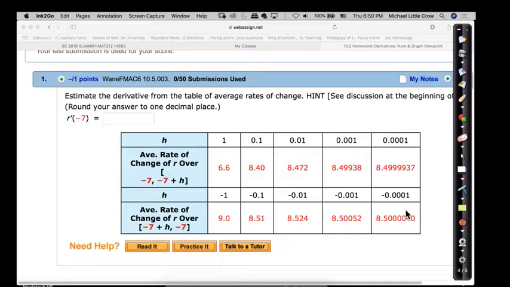They did all the heavy lifting for us, but it actually was probably not as helpful as they wanted it to be, because we didn't know what was going on. But explaining it, what they're doing is letting h get down to 0.